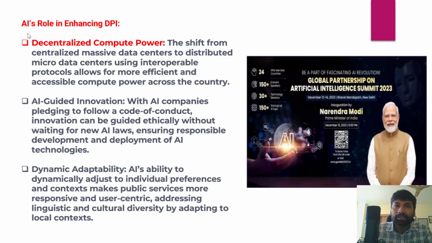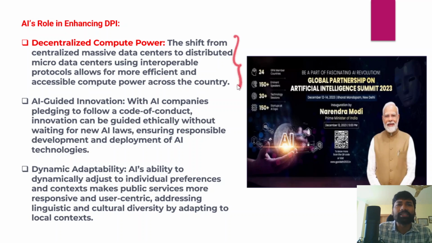So remember, artificial intelligence actually plays a significant role in enhancing the digital public infrastructure, right? The first and most important role of artificial intelligence is that it could decentralize computer power, right? So we can make a shift from the centralized massive data centers. In fact, there are a lot of private players. All the data that they have collected, they store in centralized data centers. Okay, so this data which is being stored in massive data centers can be distributed in micro data centers, using interoperable protocols that allow for more efficient and accessible computer power across the country.